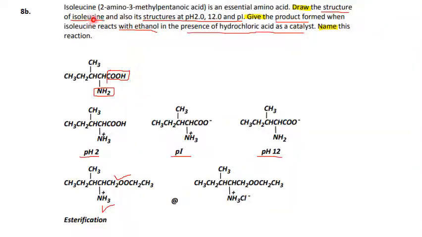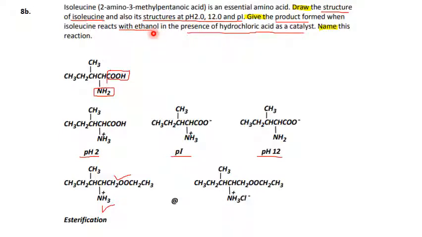Okay, amino acid, isoleucine. This is the IUPAC name, an essential amino acid. Draw the structure of isoleucine. Since the name is given, no problem for you to draw the structure. And also the structure at pH 2, acidic medium. In acidic medium, it will react with the acid, so the NH2 will become NH3+. Next is pH 12, which means basic medium. The basic medium will react with the carboxylic acid part, so we get COO negative. And PI means isoelectric point, where both react, so NH3+ and COO negative. Simple question, huh?